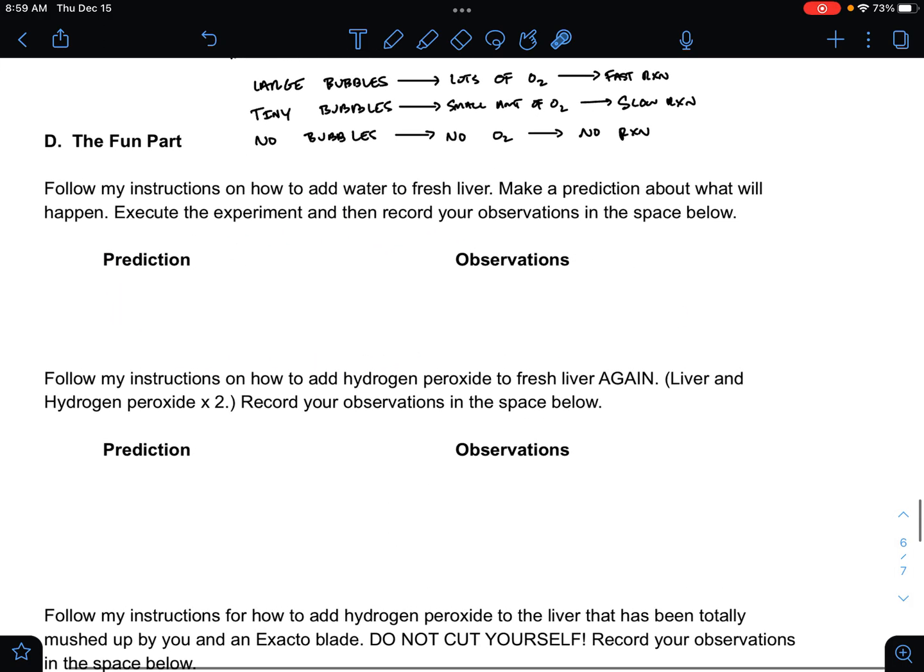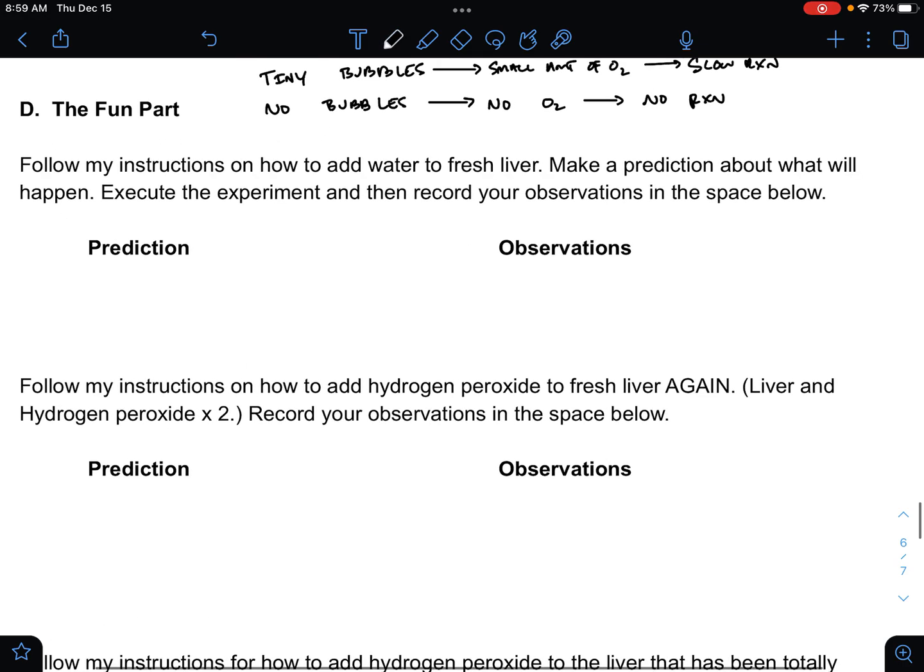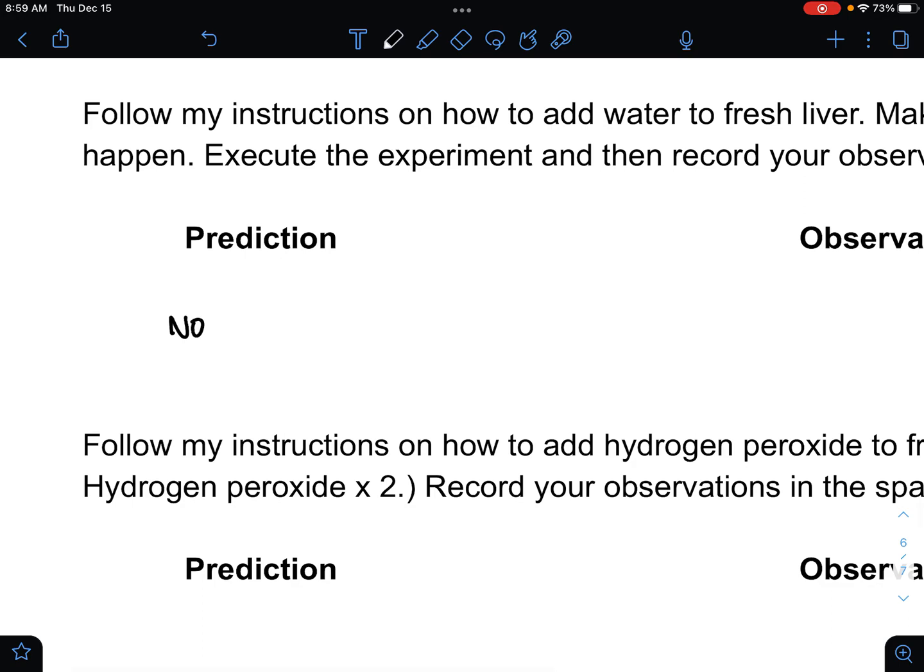of the lab. Okay, so the first round of the lab had you adding water to fresh liver, and most of you predicted correctly that there would be no bubbles. And the reason for this is that there is no substrate in this reaction.